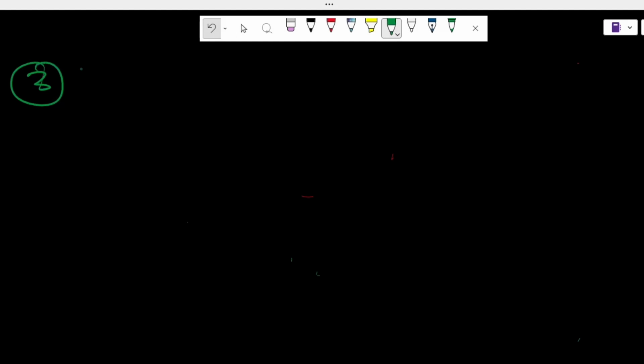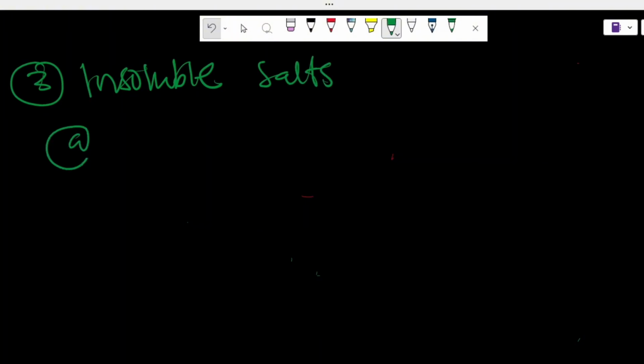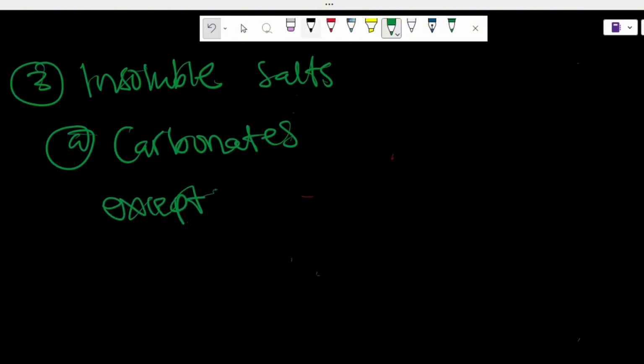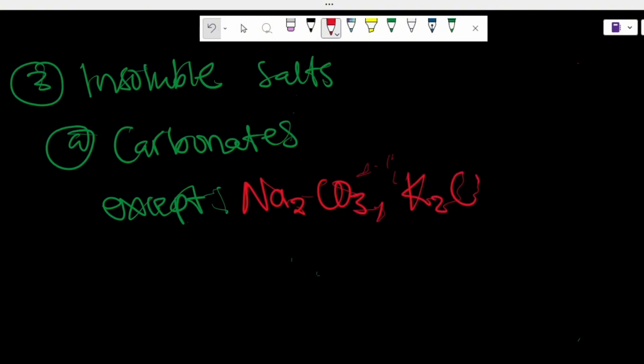Now, some are insoluble, for example, these carbonates are actually insoluble except sodium carbonate, and we can have potassium carbonate as well, and even ammonium carbonate.